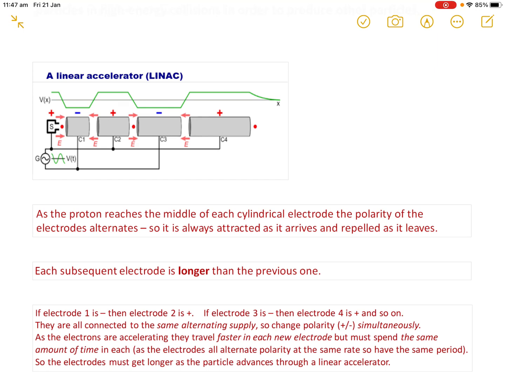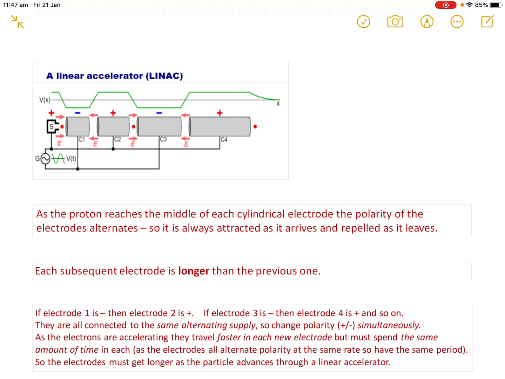Now, in order to accelerate the proton, we need to attract it to a negative electrode. And you can see there are 4 cylindrical electrodes, C1, cylinder 1, C2, C3, C4. And in order to attract the proton to electrode number 1, we obviously need to make that electrode negative. So you can see the blue negative sign there, and that's going to attract the positive proton. So that proton will be accelerated across, given kinetic energy by the electric field, because the proton source itself is made to be a positive electrode, an anode, and cylinder 1 is made to be a cathode at this stage, which is negative.